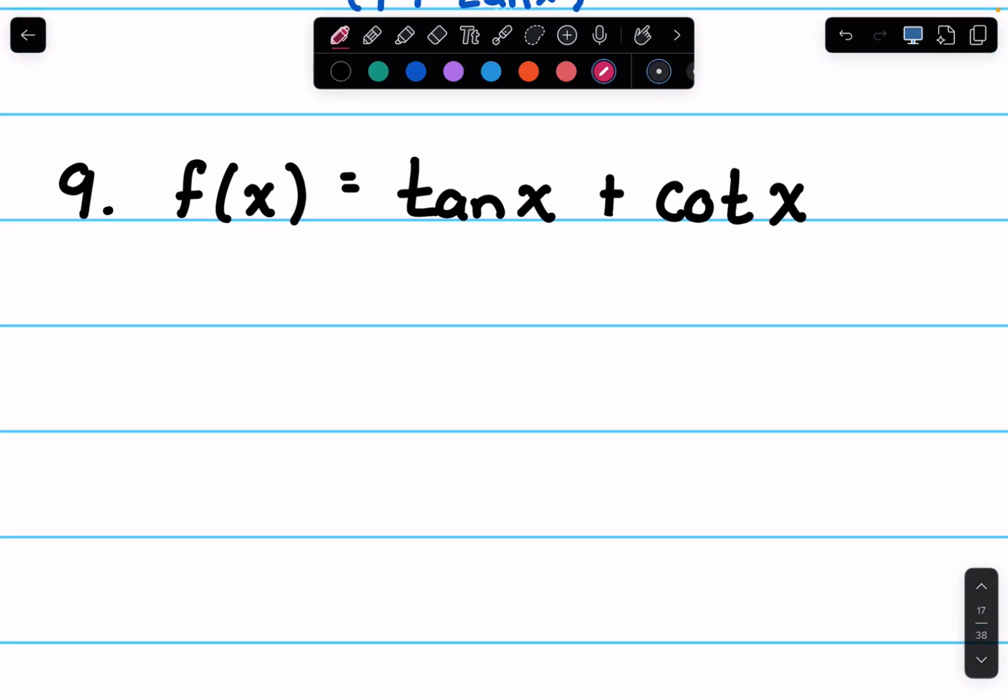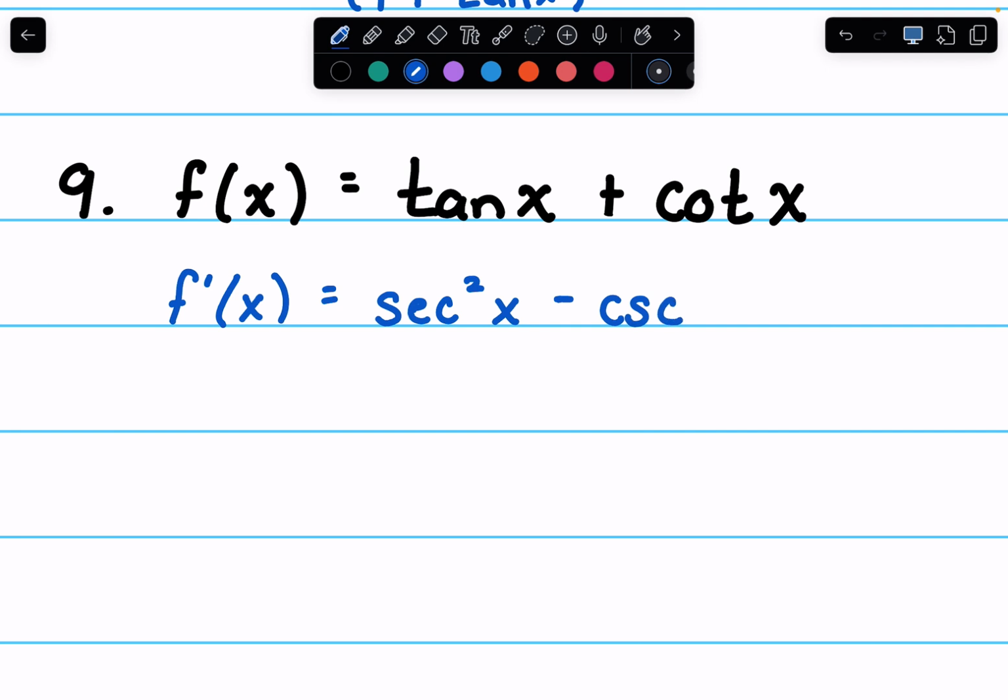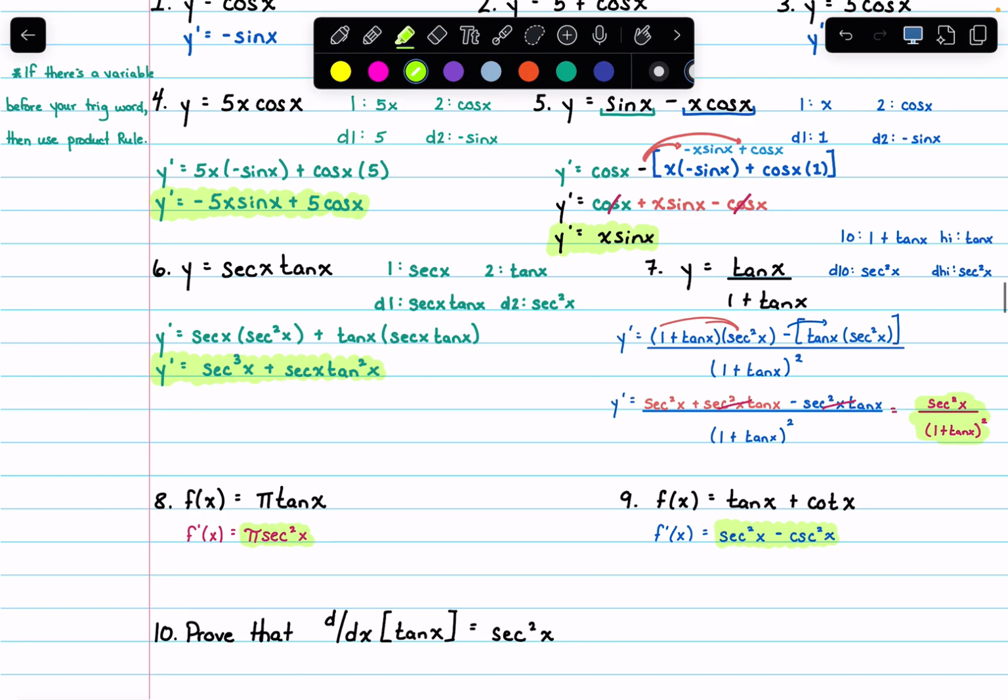And then last one. Do we have to do the power rule or anything like that? Not the power rule, the product rule? Because it's plus, right? So you're just going to take the derivative of tangent, which is secant squared, and then you'll take the derivative of cotangent, which is, yes, but it's negative, so you'll have a minus sign. Okay? Any questions about any of those examples?